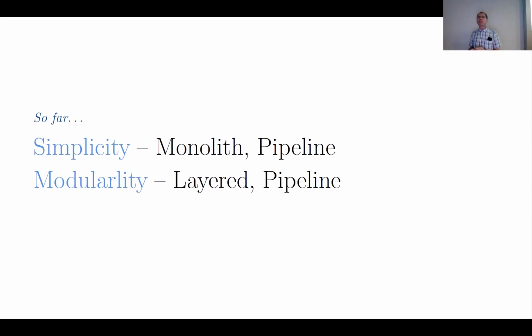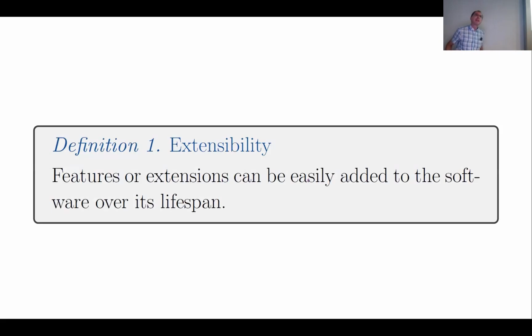Modularity is then a quality attribute around the design quality. And so layered architectures were introduced as a mechanism for enforcing modularity in your design. Pipeline forces modularity into the design. So these are architectures that try to support those quality attributes.